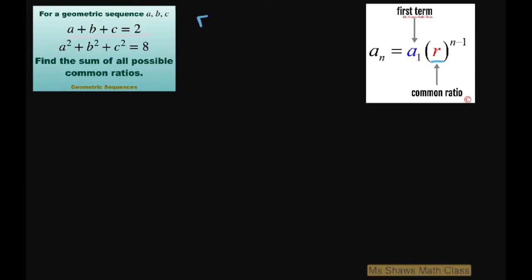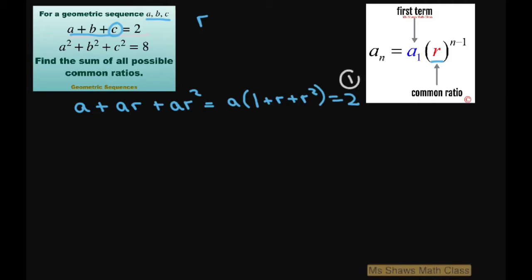If it's a geometric sequence a, b, and c, we can let a plus b plus c equal a, plus the next term would be a times r, and the next term would be plus a times r squared, right? Because you keep multiplying by r to get the next term. Now let's factor out an a, and this gives you a times 1 plus r plus r squared equals 2. We're going to call this equation 1.